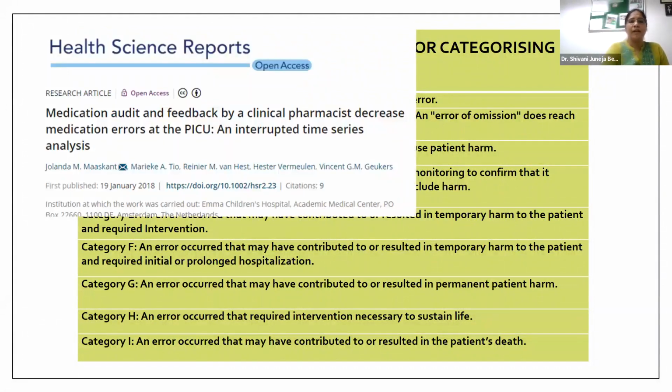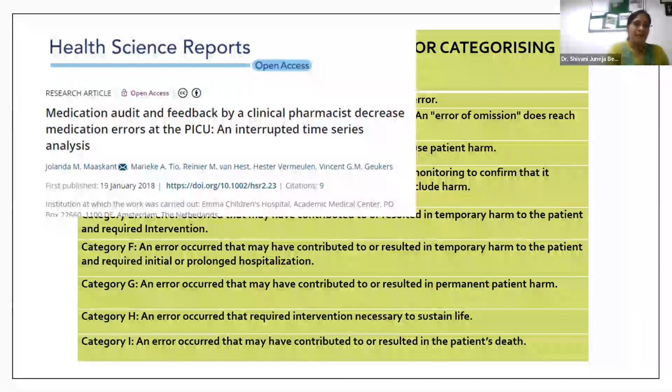Before I conclude, I would just like to give you some descriptions of the various literature I found. I think in India we are not publishing it, as one of the speakers has just mentioned. Whatever we are doing, we should try and publish it, so that it helps in disseminating knowledge and gives an insight into what is actually happening around and what we need to do. This is one of the articles which showed that medication audit and feedback by a clinical pharmacist decreased medication error in the pediatric ICU. This is actually the need of the hour, and these feedbacks really help.